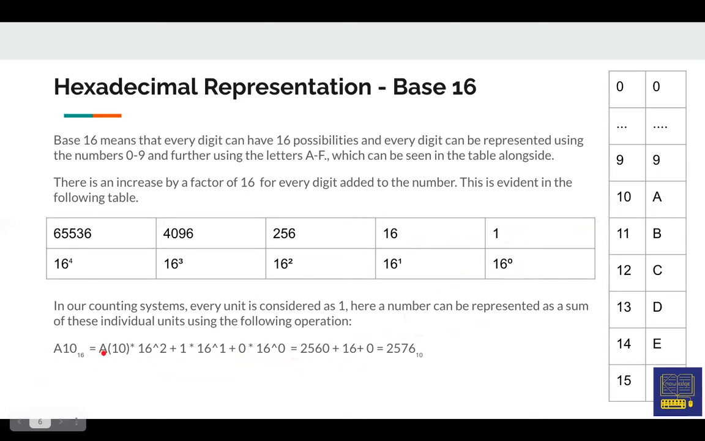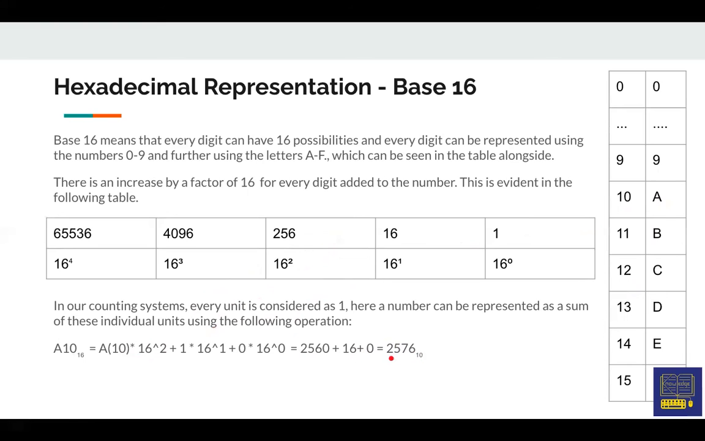And then you have A. Now, A essentially translates to 10. We can see that from here. So 10 into 16 to the power 2, because it's in this position, and that's 2560. So 2560 individual units. Combine all of that, 2576. Now, this shows how fast it can scale and how much information it can compact into one single place.